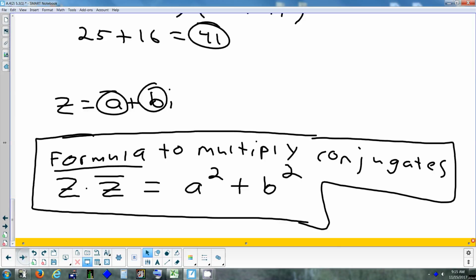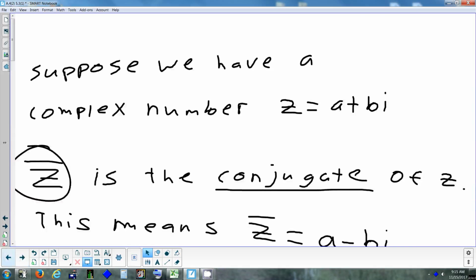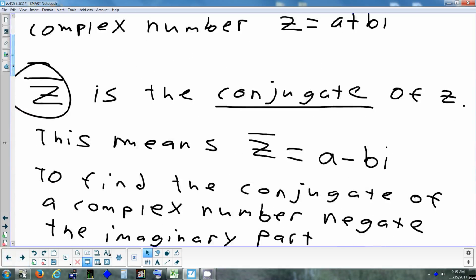Okay, so now let's see where we're going to use that. The reason we need to conjugate is because when we divide, you're not allowed to leave imaginary numbers in the bottom of a fraction. Ever. Just like you can't leave square roots there, you can't leave i there. So we need a way to get rid of all the i's. How can you cancel out all the i's? Conjugates. Okay, so that's why we're going to need it.